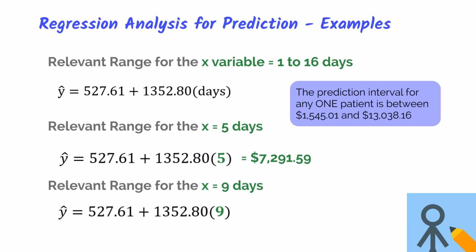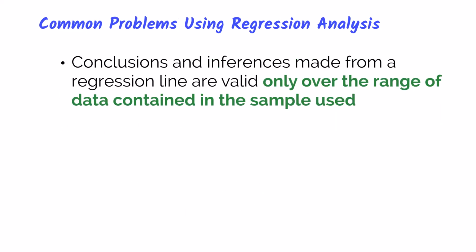Let's now calculate the prediction for 9 days. We plug in 9 into the equation and we get $12,702.81. Let's wrap this chapter up and talk about some of the common problems using regression analysis.